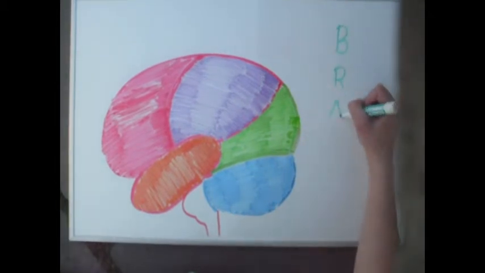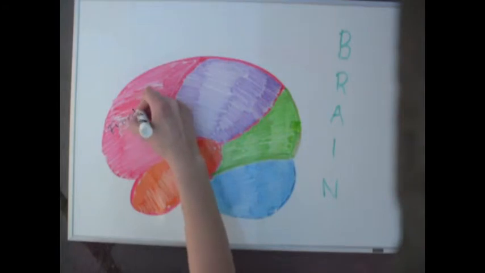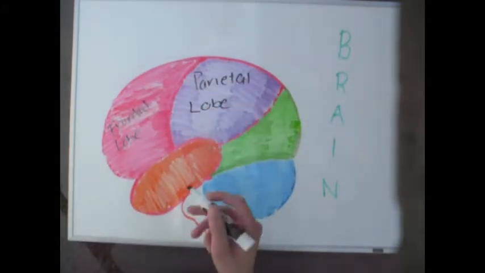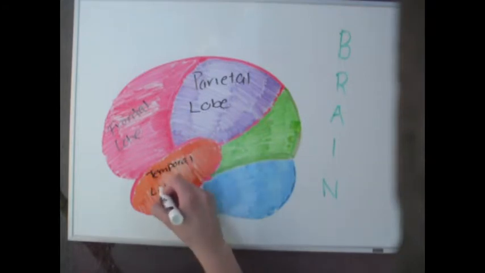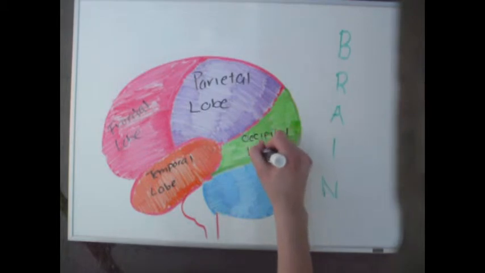The brain. The brain is the control center of the nervous system. The main portion of the human brain is called the cerebrum. It is split into four parts: the frontal lobe, the parietal lobe, the temporal lobe, and the occipital lobe. The cerebellum is located underneath of the cerebrum.